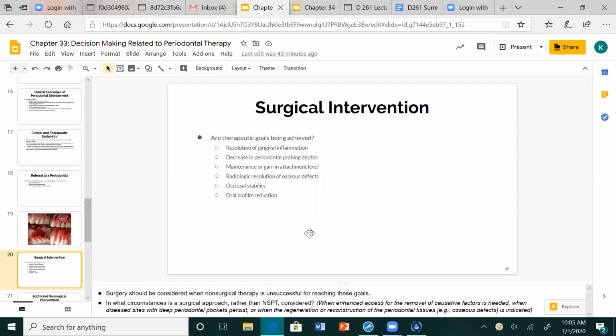Are therapeutic goals being achieved? Let's say we've been seeing the patient for a year after SRP. We're still getting a lot of bleeding. We take x-rays again and there's more subgingival calculus accumulation and we're just not being able to keep up. That's when we're like, okay, this patient needs some perio surgery, okay?